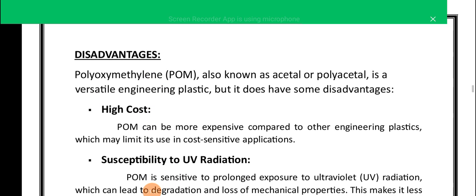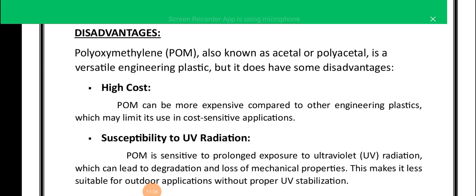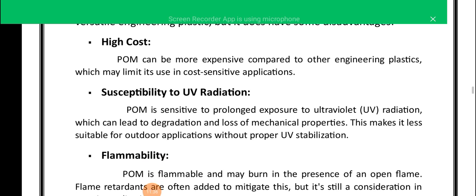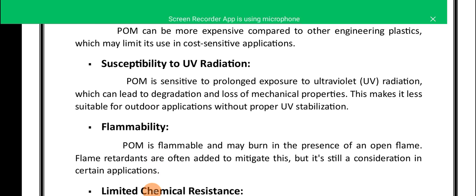Now we discuss the disadvantages of polyoxymethylene. Polyoxymethylene is also known as acetal or polyacetal and is a versatile engineering thermoplastic, but it does have some disadvantages like high cost. Polyoxymethylene is more expensive compared to other engineering plastics, which may reduce its use in cost sensitive applications. Next is susceptibility to ultraviolet radiation.